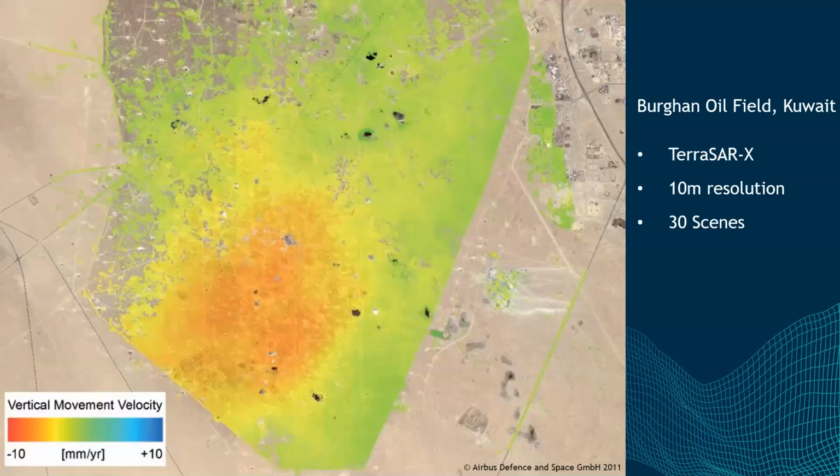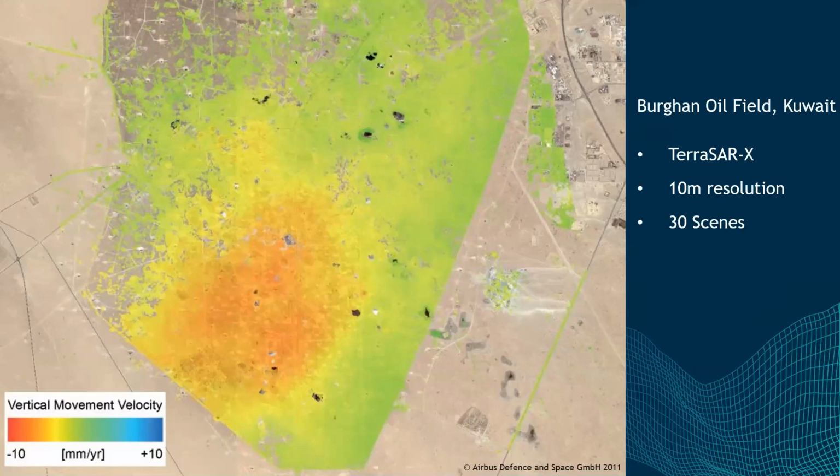We can look at the surface of the Earth. This is the Burgan oil field in Kuwait, just south of Kuwait City. This is an area where there are TerraSAR-X scenes available, and a stack of 30 scenes has been used to conduct the surface monitoring with InSAR study, and we could see that there is some subsidence in the middle of the oil field as a result of the production as they've opened up.